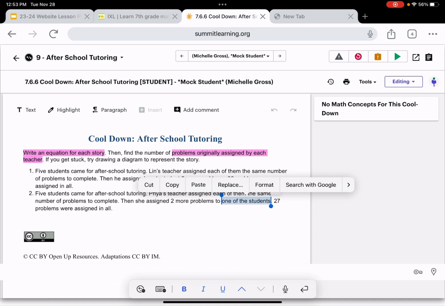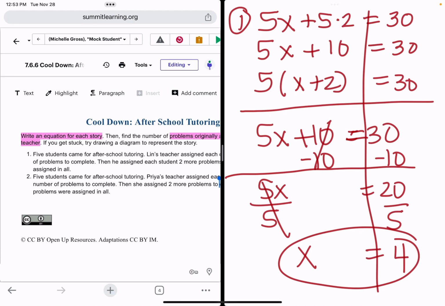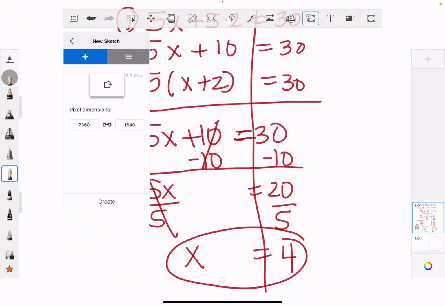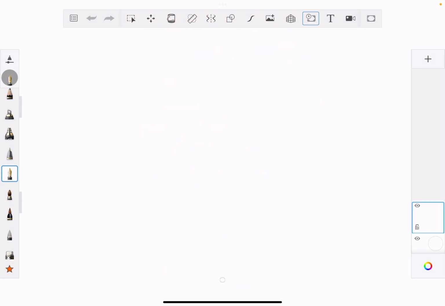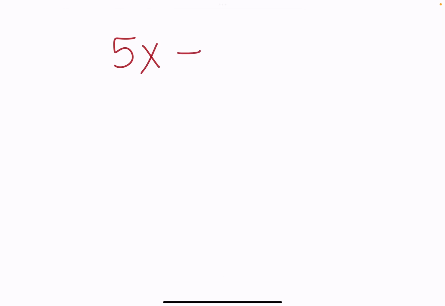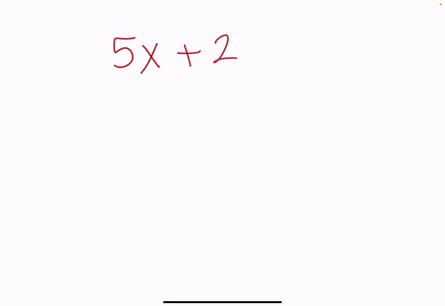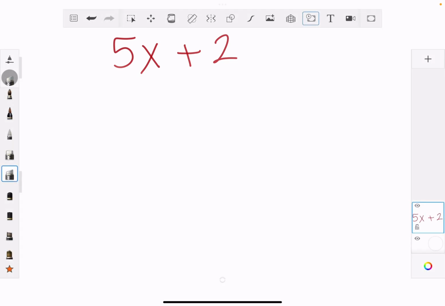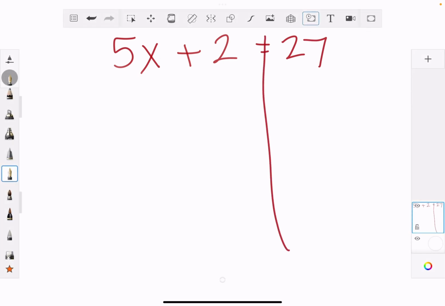So on this particular one, when we want to write and solve it, we're going to have to get a new sketch here. All right, so this one starts out the same. It's 5 times x, but only one student is getting the 2 problems. So not all 5 of them. And then it equals 27 in all, okay? So then we're going to solve to figure out how many the teacher originally assigned each student.